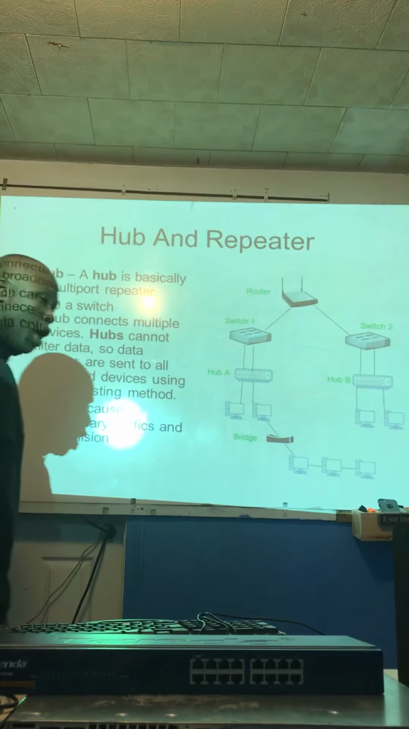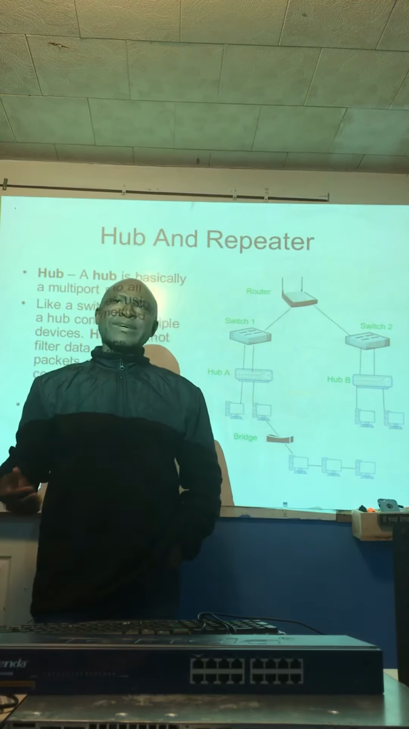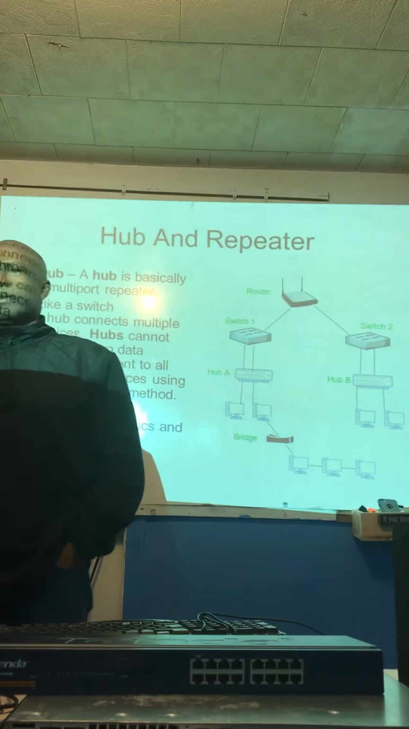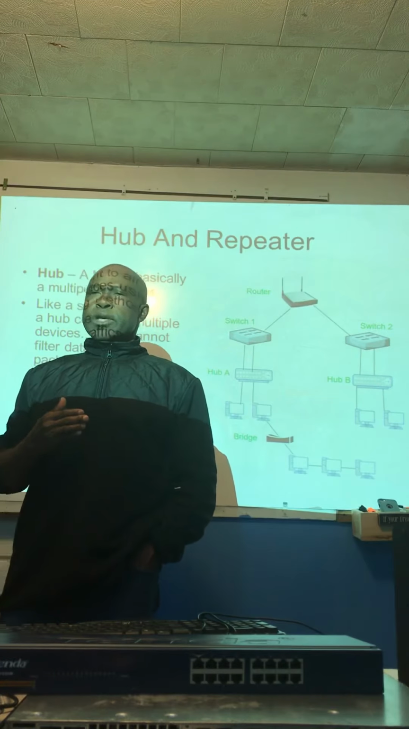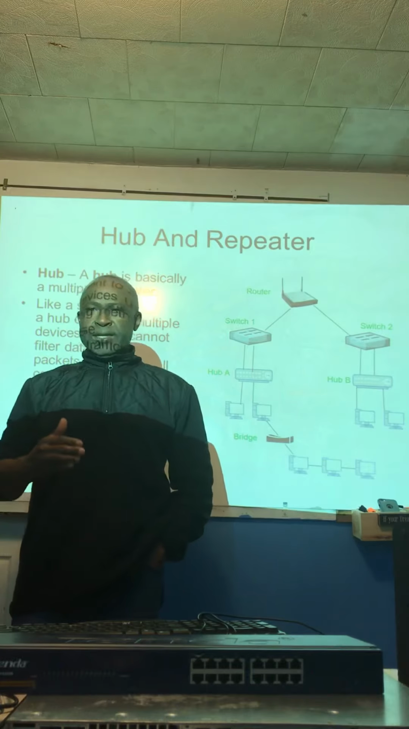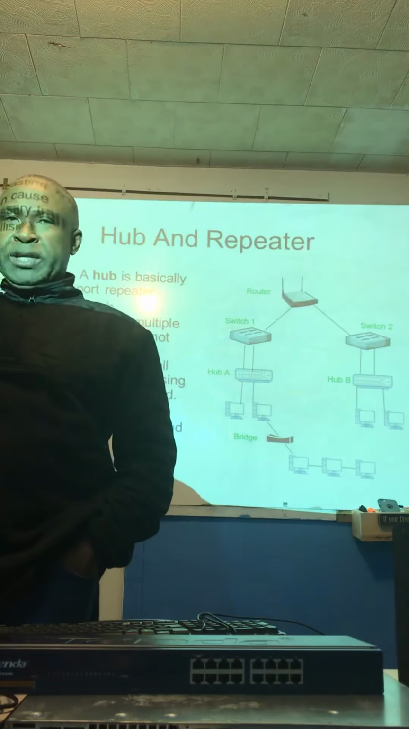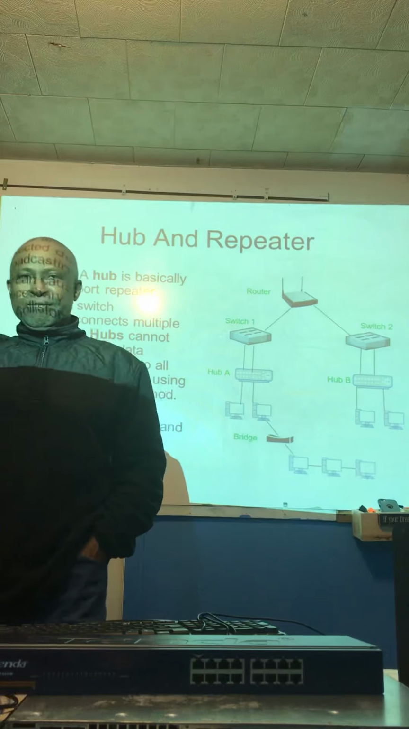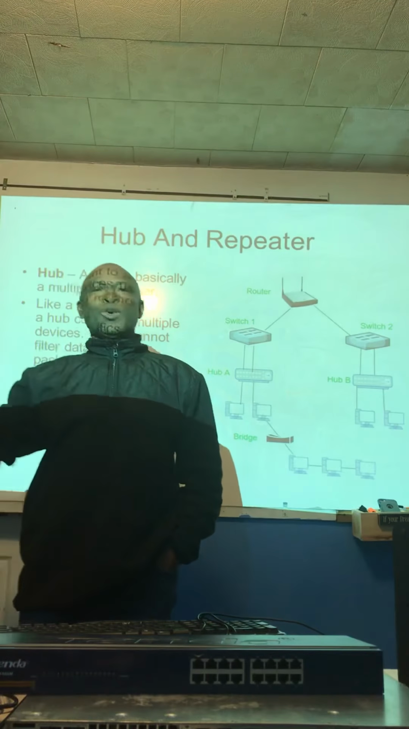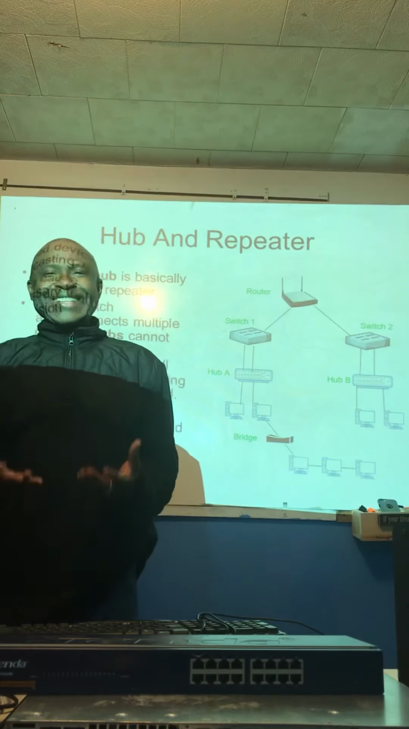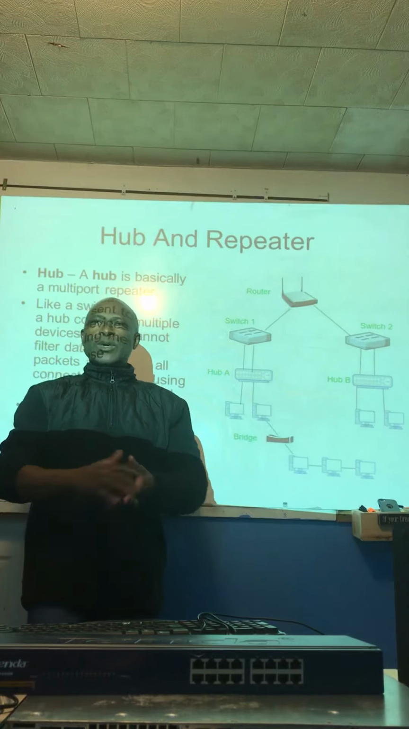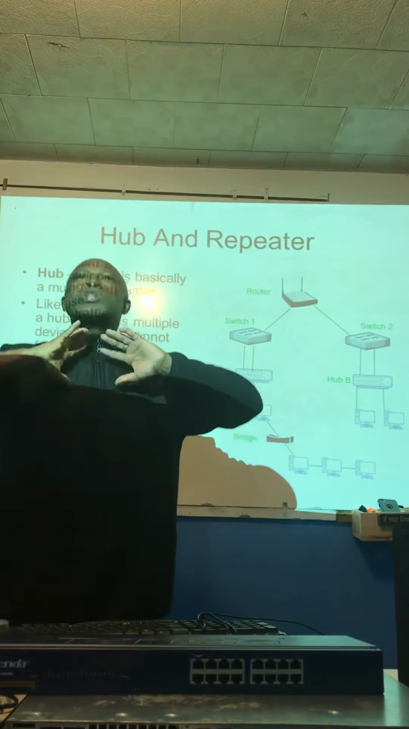Now, the hub has a job, because the hub is good at repeating signal. Remember, I said in the beginning of the class, when you are using a twisted pair cable, the distance between a computer and the switch cannot be longer than 100 meters or 328 feet. So what happens if you have a computer that is placed in an area that is far? You put a hub as a repeater that will take that signal and broadcast the signal to a longer distance. The hub has a job because it can take a signal and broadcast it to a longer distance.